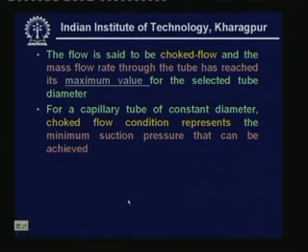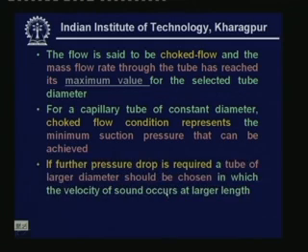So, for a capillary tube of constant diameter, the choke flow condition represents the minimum suction pressure that can be achieved. And if further pressure drop is required, a tube of larger diameter should be chosen, in which the velocity of sound occurs at a larger length. So, let me once again repeat this. To start the selection procedure, what we have done is we have assumed some diameter, okay, and we started calculating the required length.